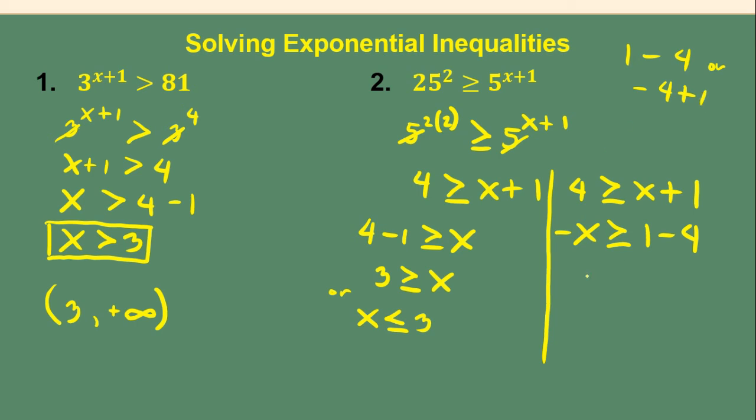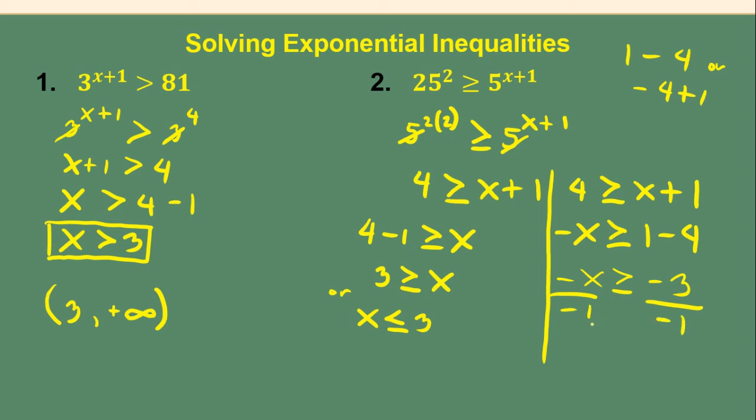Okay, and so for x, negative x is greater than or equal to negative 3. And then to remove the negative sign from x, we are going to divide both sides of our inequality by negative 1.